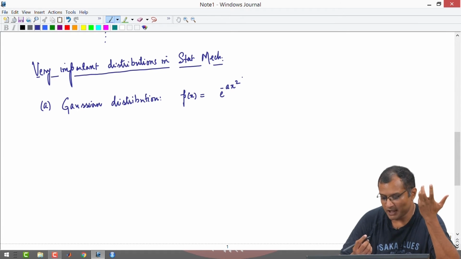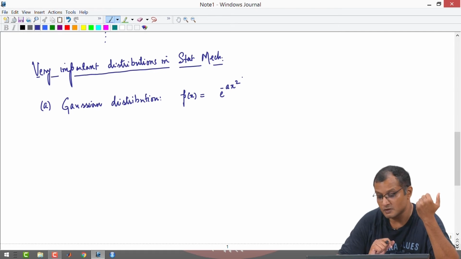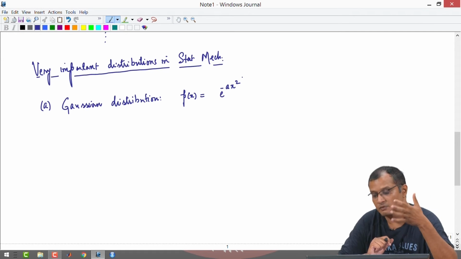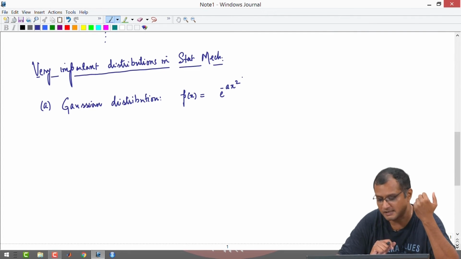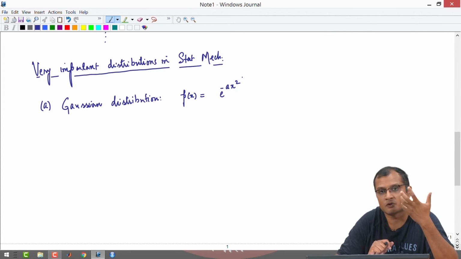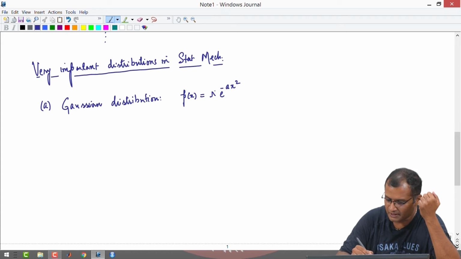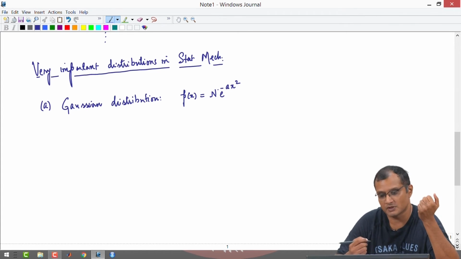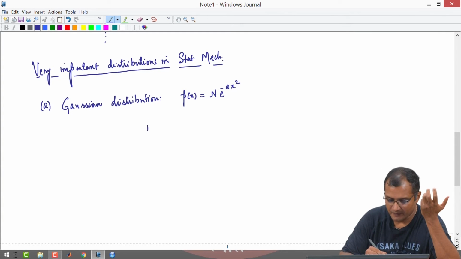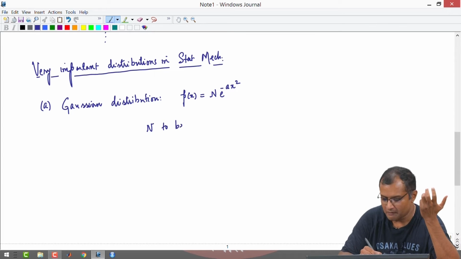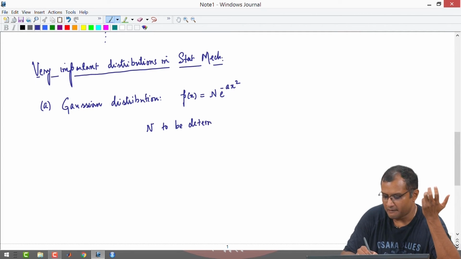Not only that, it is easily seen that the distribution is not normalized because the dimension of the distribution is missing. e raised to minus a x square is dimensionless, and I have told that p of x is a probability density function. So, it must have dimensions of 1 upon x. So, let us say I attach a prefactor n here, which has the dimensions of 1 upon x. This n needs to be determined by normalization.